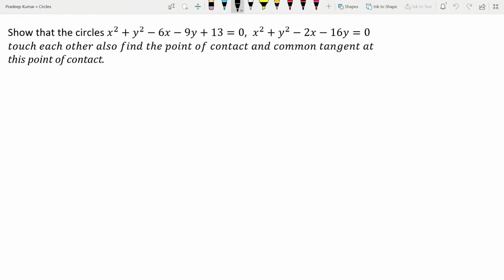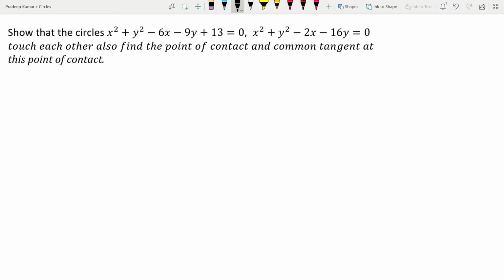Let's read the question. Show that the circles x² + y² − 6x − 9y + 13 = 0 and x² + y² − 2x − 16y = 0 touch each other. Also find the point of contact and the common tangent at this point of contact. So here if we observe, there are two equations of the circles.